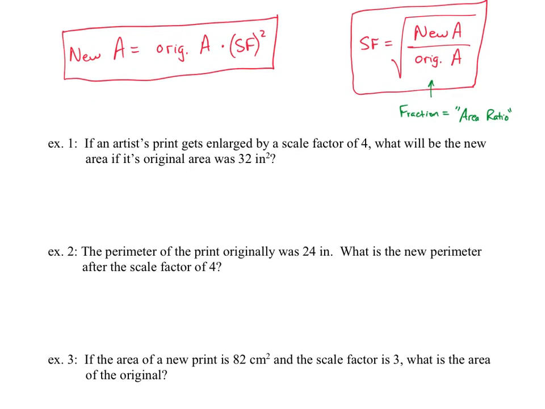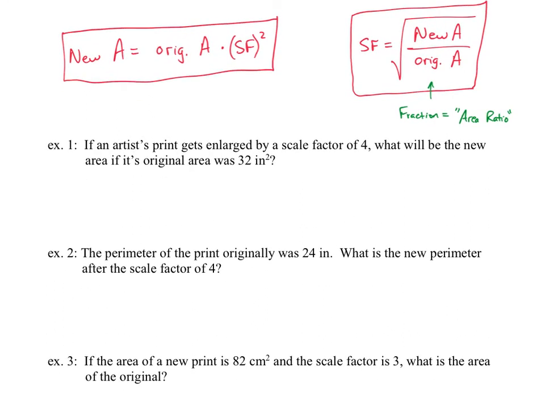Right, now we can take those equations and quickly go through a few examples. So this first one's looking at area, so I just need those bottom two equations. And it says if an artist's print gets enlarged by a scale factor of 4, what will be the new area if its original area was 32 inches squared? So it's looking for the new area. To get that to work out, this equation here is going to work best. So I'll write that down. New A equals the original A times the scale factor squared.